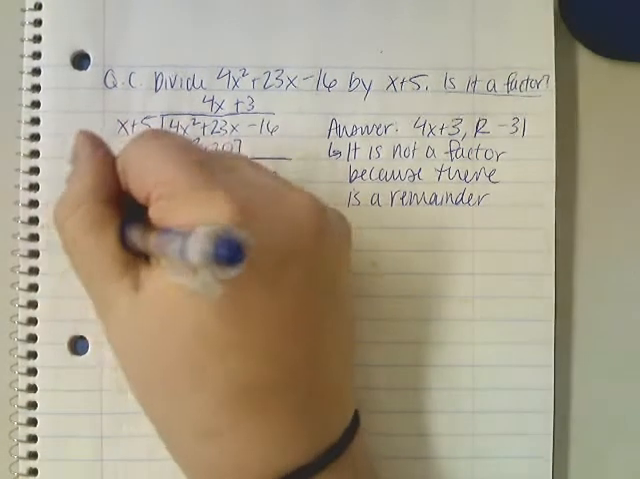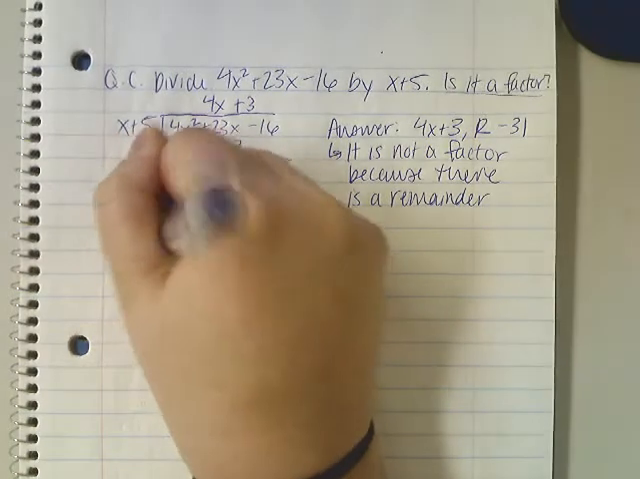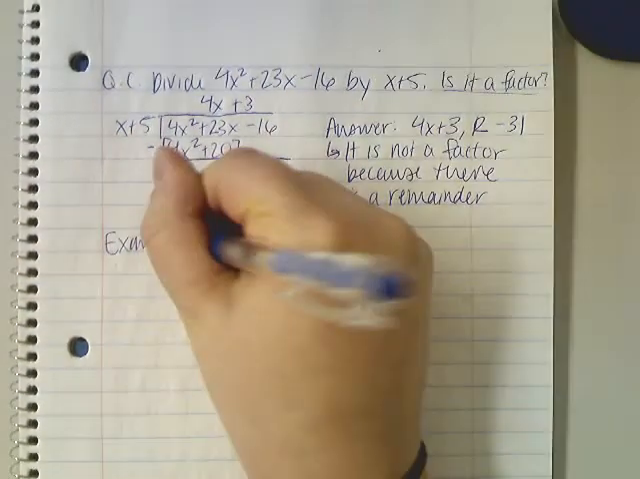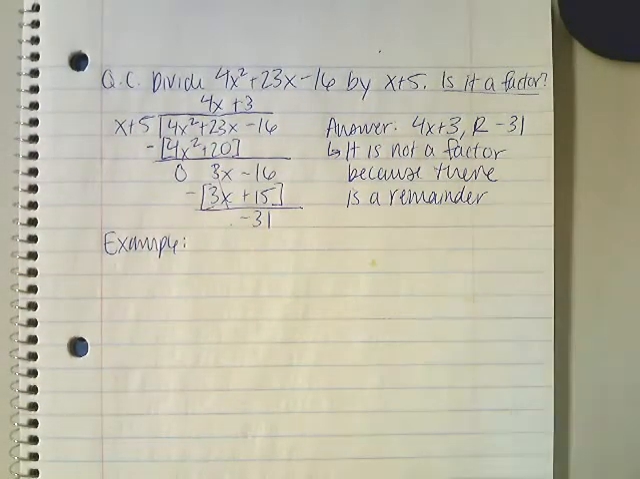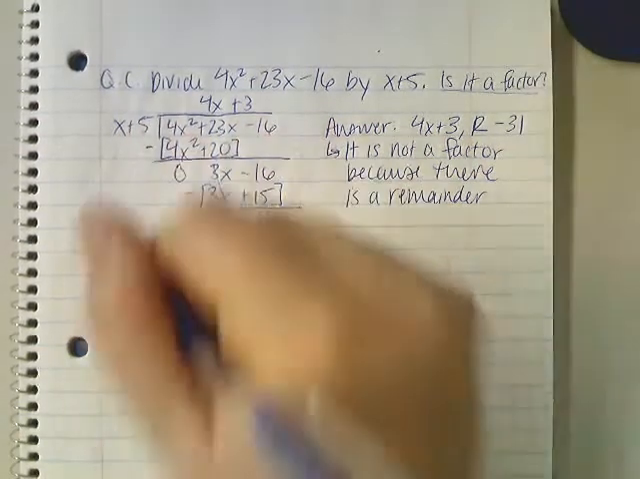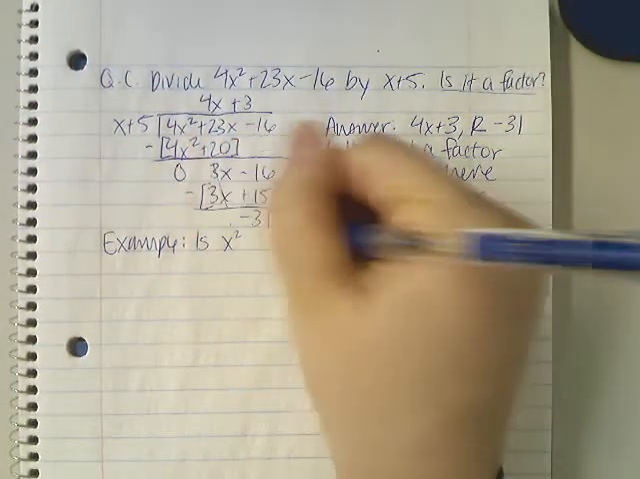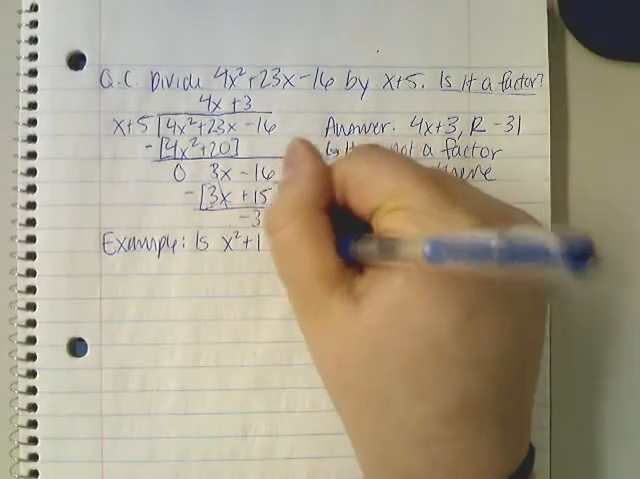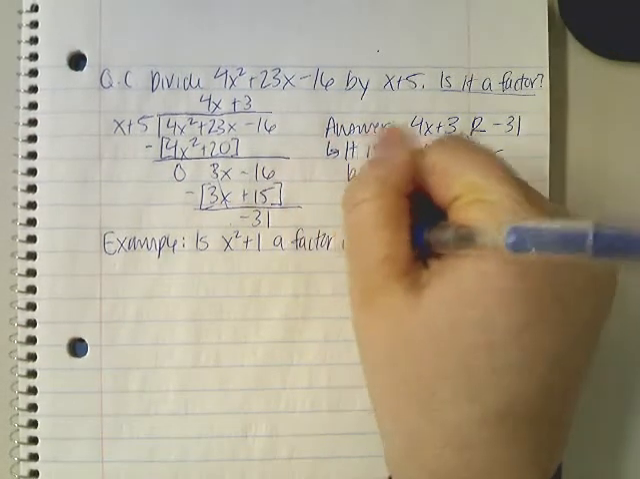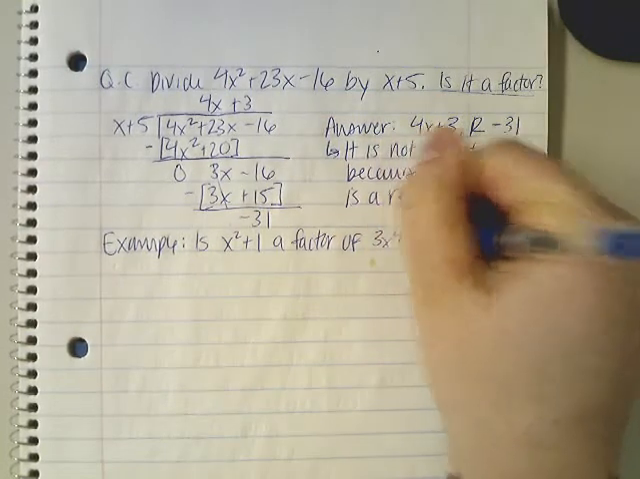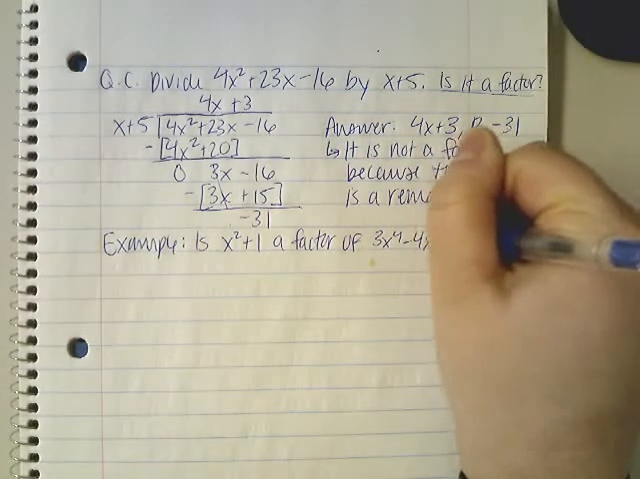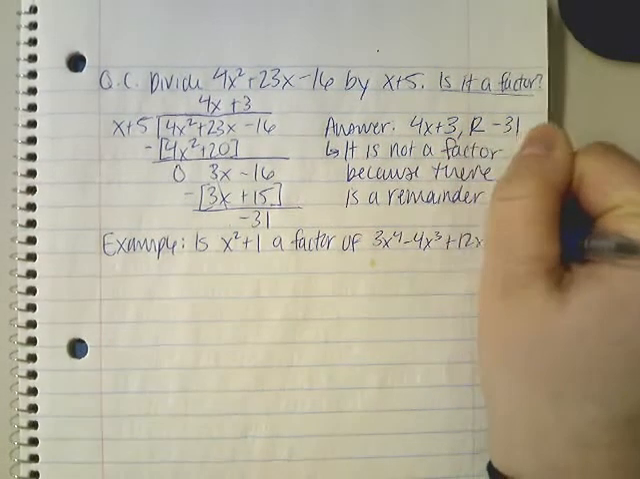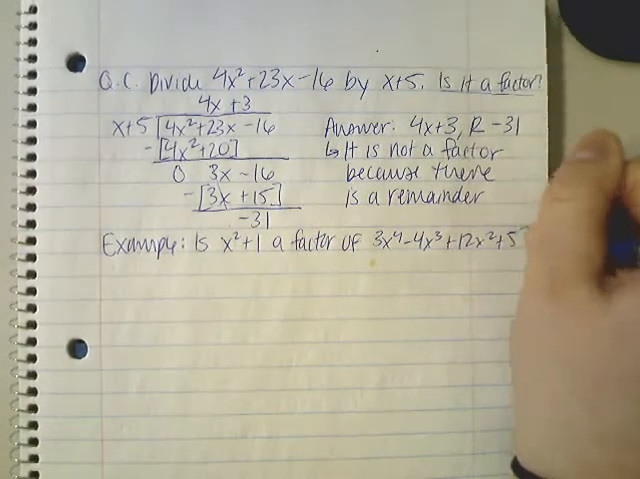So I'm going to do another example now. Make sure you write down any questions on that quick check that you might have so we can go over them together. But the next one I have gets a little bit trickier. So I'm going to figure out, is x squared plus 1 a factor of 3x to the 4th minus 4x cubed plus 12x squared plus 5.